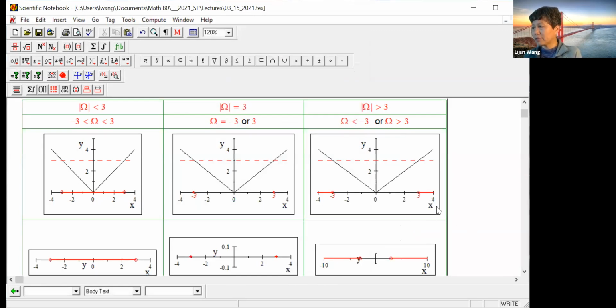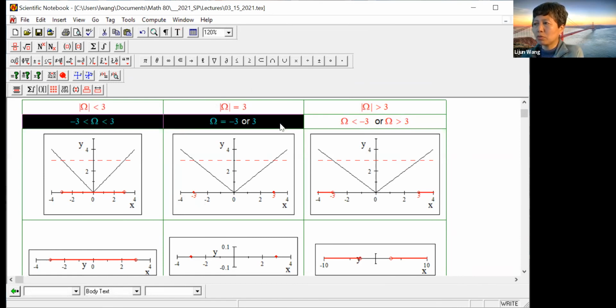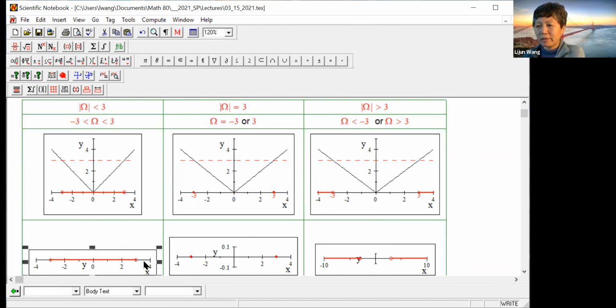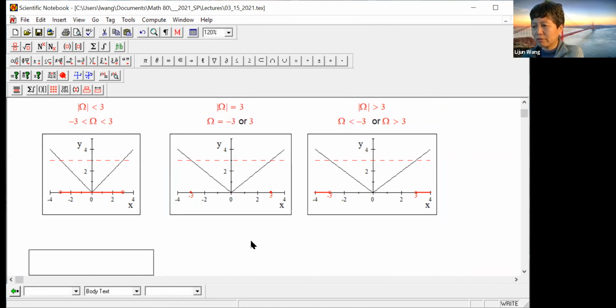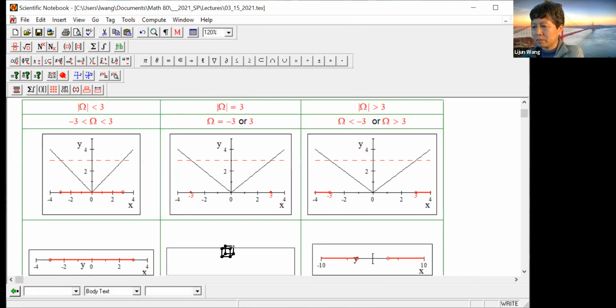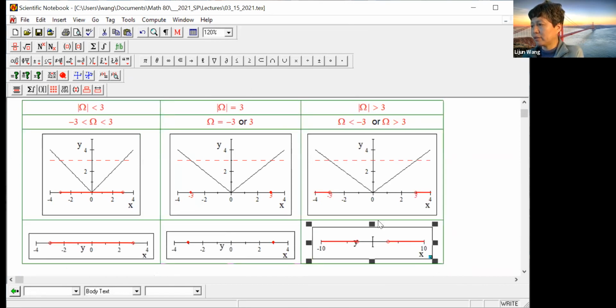I just want you to have some kind of visual, so you can see these three cases: less than, equal, greater. The most important part is the algebraic expression in inequalities: less than, equal, greater. These are the forms we're looking for. Visually, we have these visuals.